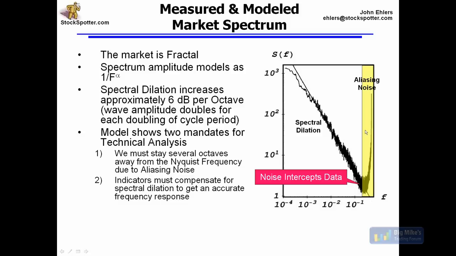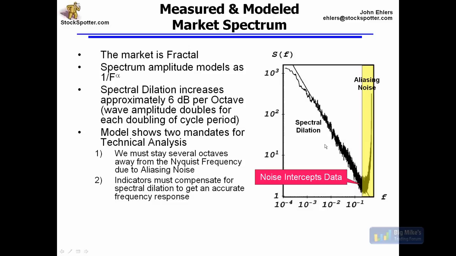So there are two things that we have to do. First of all, we just have to avoid the cycle ranges within a few octaves of the highest frequency that we can use. It's called a Nyquist frequency, and on daily data, that's a 2-bar sample. The other thing we have to do is to filter this noise down and make it smaller than our signal noise. Aliasing noise just flat out swamps our signal noise, so we have to get rid of it, and the way we get rid of it is with smoothing filters. And furthermore, most people don't recognize that we have to compensate our indicators for this spectral dilation. It extends continuously, and my shop was finding that it extends down into monthly cycles that we work with for swing trading. It plays a big part in our indicators.